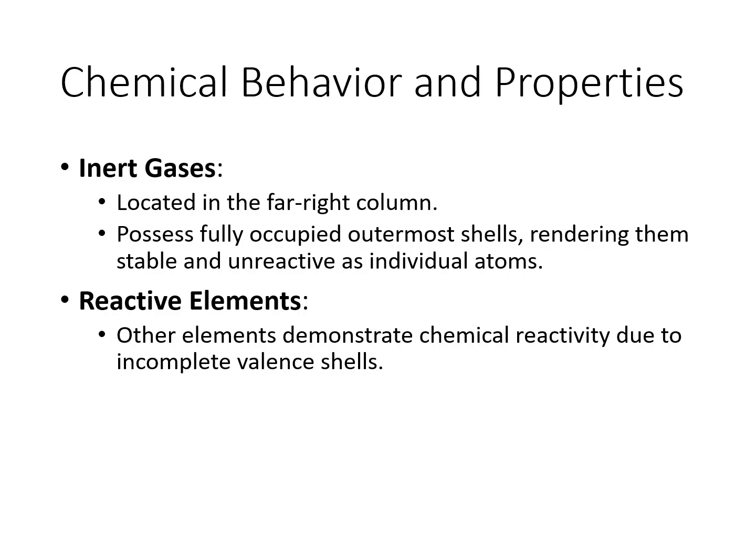The periodic table helps us understand how elements behave based on their valence electrons. Inert gases, also known as noble gases, are found in the far right column. Their outermost electron shells are completely full, which makes them very stable and unreactive as individual atoms. They're basically the introverts of the periodic table, content on their own, no need to mingle.